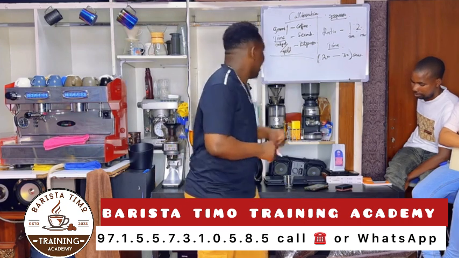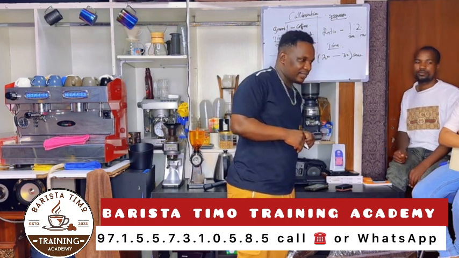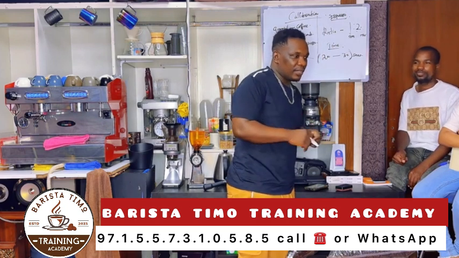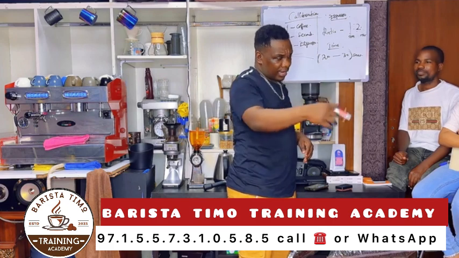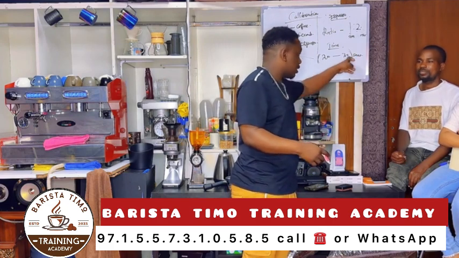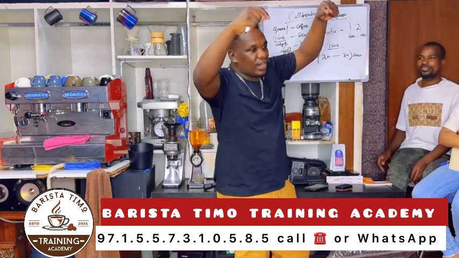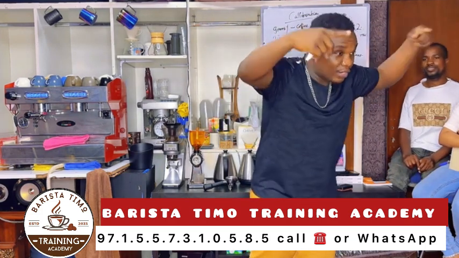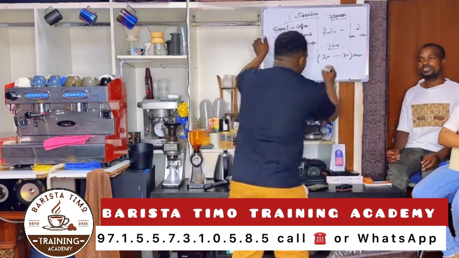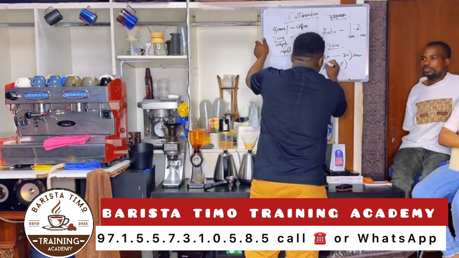Do you understand? It's somewhere between 20 to 30 seconds. It means if they ask you, if you're making espresso, how much time do you need? I need 20 to 30 seconds. What is the ideal extraction time? Listen carefully. The ideal extraction time is 20 to 25 seconds. Now I'm going to explain.